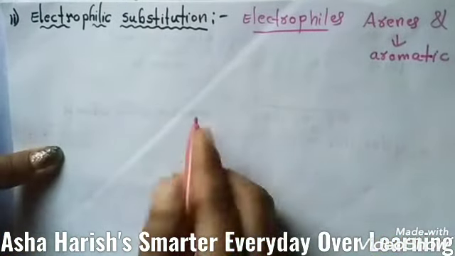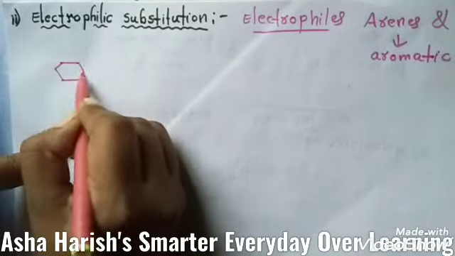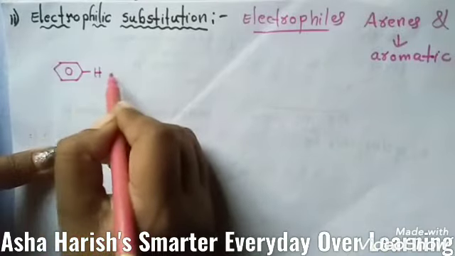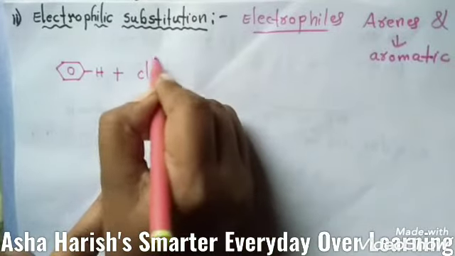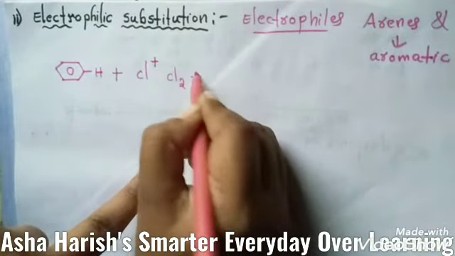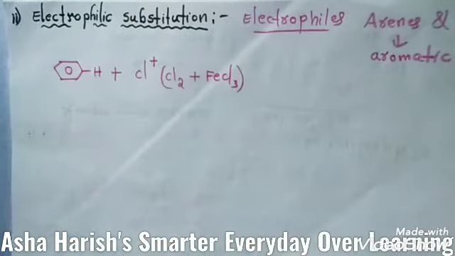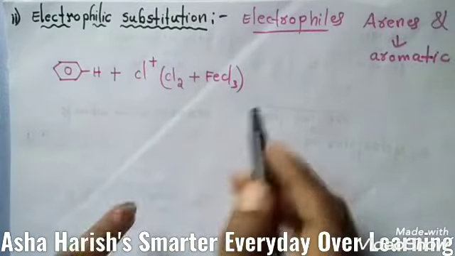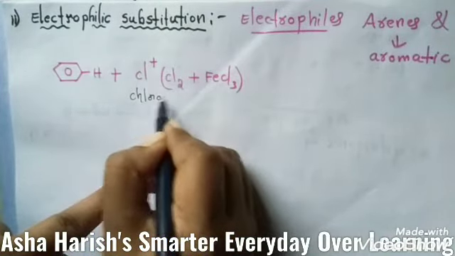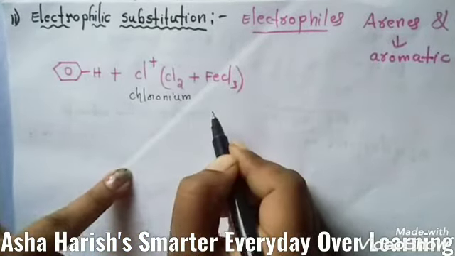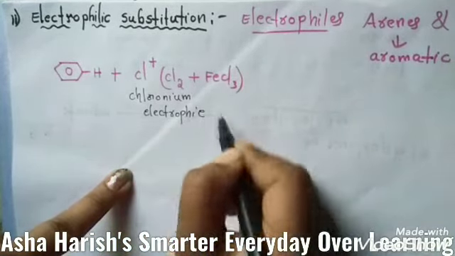Here is the benzene. We have to see the structure of benzene here, plus Cl plus, here Cl2 plus FeCl3. So this is chloronium ion. Chloronium ion. This is acting as electrophile here. Electrophile.